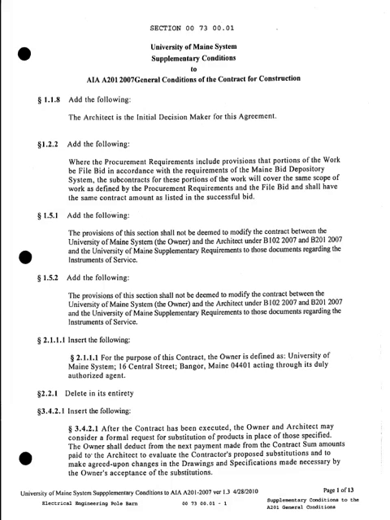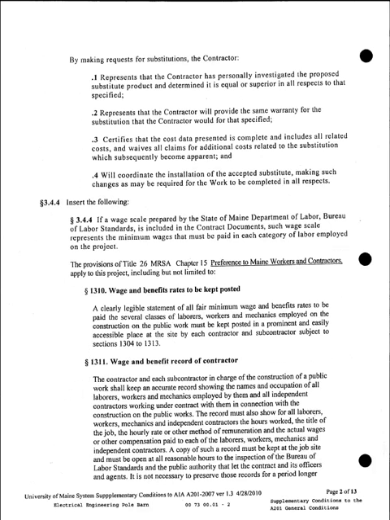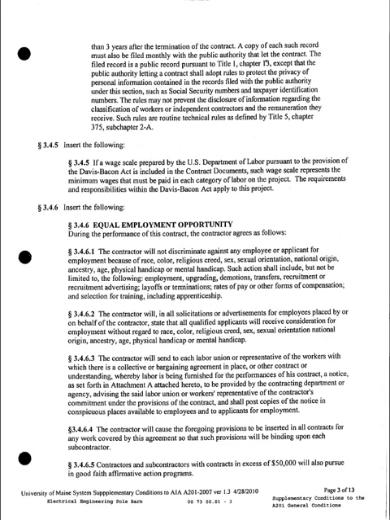by the owner, but it adds the following: the architect is the initial decision maker for this agreement. Let's see if there's anything else here. They inserted the following under 3.4.4: if a wage scale prepared by the State of Maine Department of Labor Bureau of Labor Standards is included in the contract documents, such wage scale represents the minimum wages that must be paid to each category of labor employed on the project. And we'll probably see something to that effect, the actual wage rate, on this job.